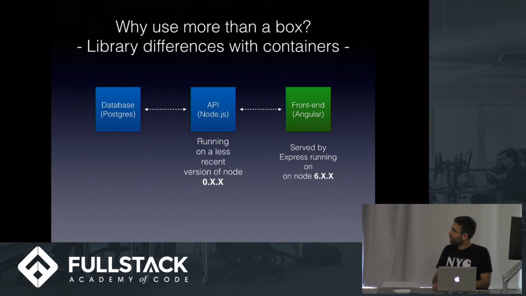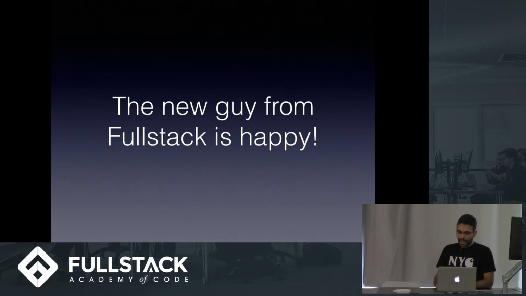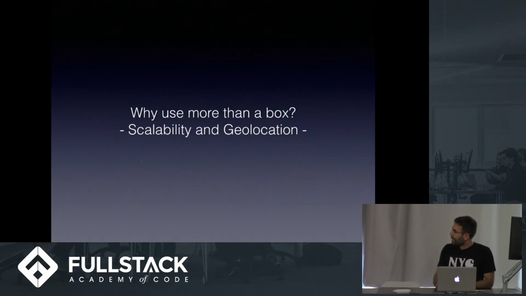We should update the whole app to run with a newer version of Node, but if you had your app running in different components, then you may have had your front end served by Express running on Node 6, and then your API running on a less recent version of Node. And the full stack guy is happy with that.